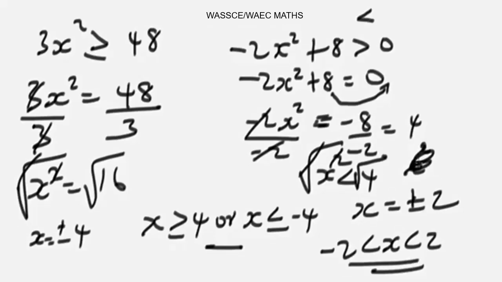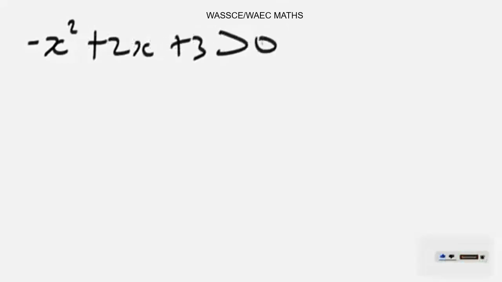Now, before we call this a class, let me give you guys a practice question on this to test your knowledge, and after that you can call it a class. Okay, guys, now let's look at this problem. Let's say we are given minus x squared plus 2x plus 3 greater than 0. I want you to solve this inequality, this quadratic problem involving inequality.